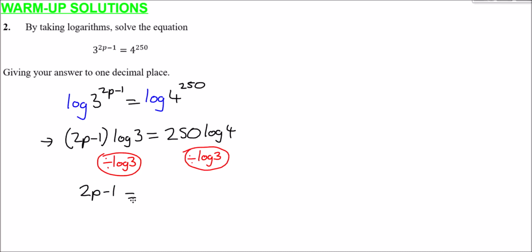That equal sign's a bit wonky. Whoops. Sorry, that'll bug me. Just looks a bit rubbish there. So 250 log 4 divide by log 3, and I can work out what this is. Okay, so 250 log 4 divided by log 3.